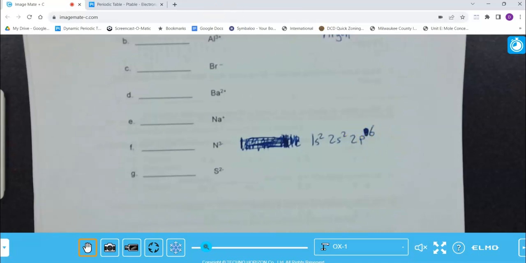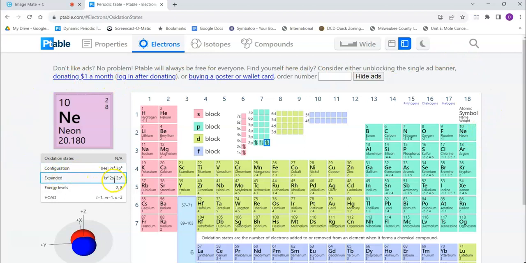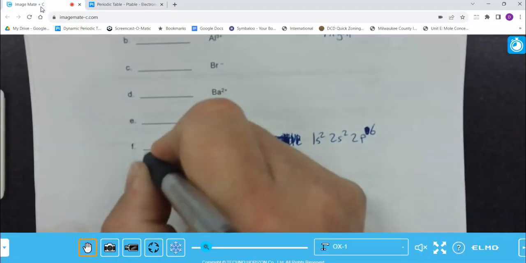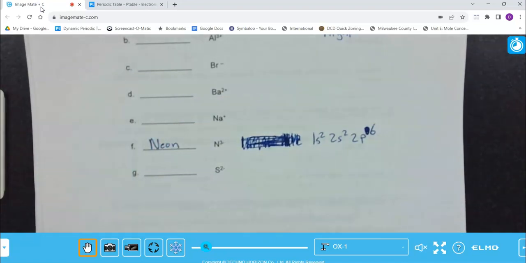And when I add the 6, if I go to ptable.com, I was here and I added 3 electrons. 1, 2, 3. Neon, neon is the element that has the electron configuration 1s2, 2s2, 2p6. So neon is the element with that configuration. That should be enough to get you going on those. I think you can do electron configuration for ions.